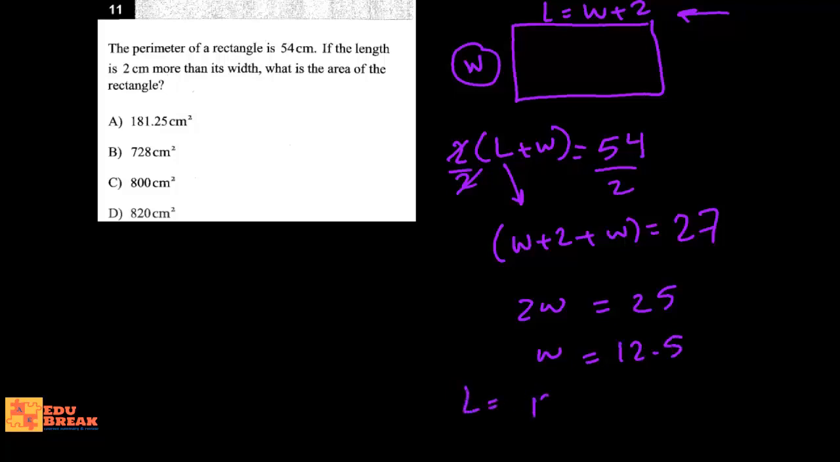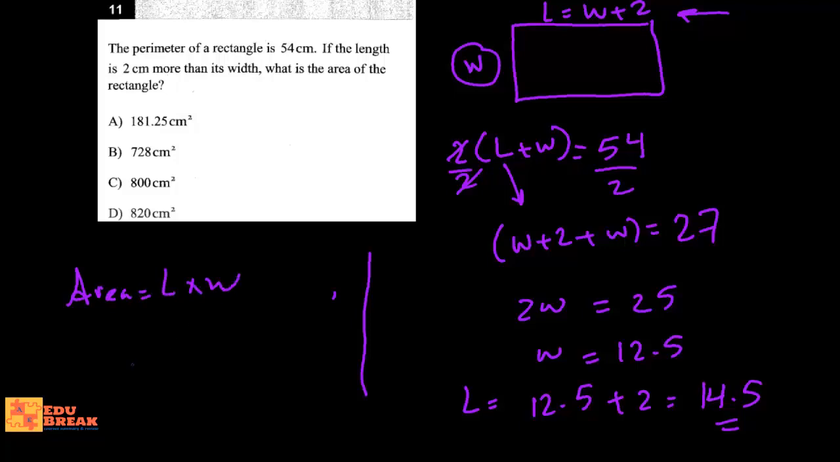So we can find the length. It will be 12.5 plus 2, which equals 14.5. So to find the area, area equals length times width. So it will be 12.5 times 14.5, which equals 181.25. So the answer is A.